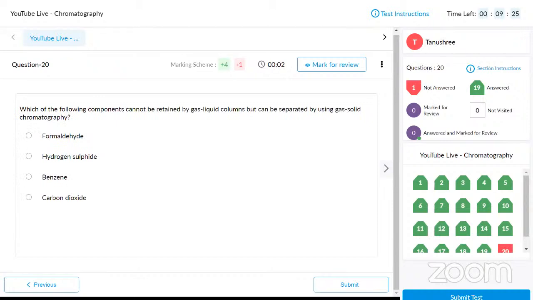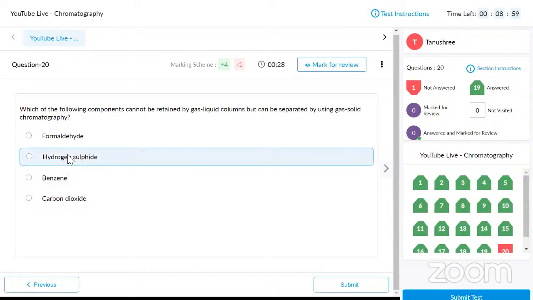Moving on to our last question, which is: which of the following components cannot be retained by gas liquid columns but can be separated by using gas solid chromatography? We have option A, which is formaldehyde. Option B, hydrogen sulfide. Option C, benzene, and option D, carbon dioxide. Now, formaldehyde cannot be the answer.